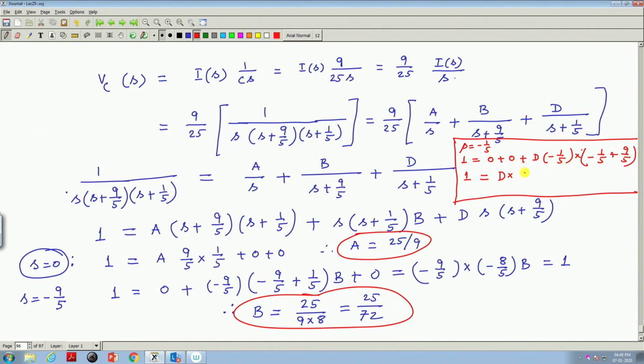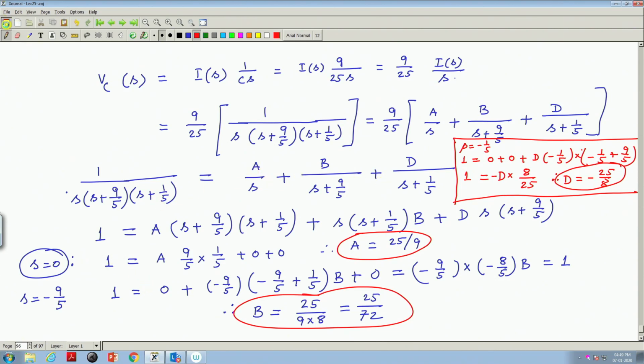So, 8 by 25, and this will have a negative sign. Therefore, D will be equal to minus 25 by 8. So, I have got the values of A, B and D in this expression of VCS.